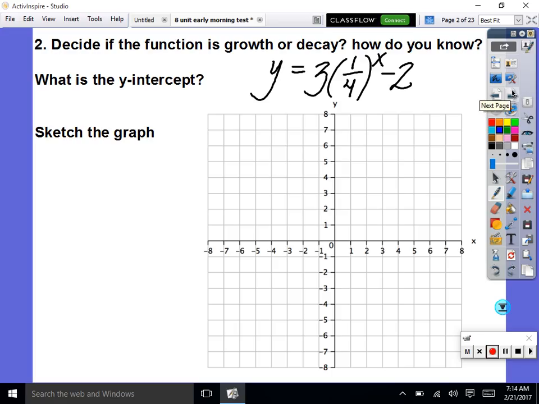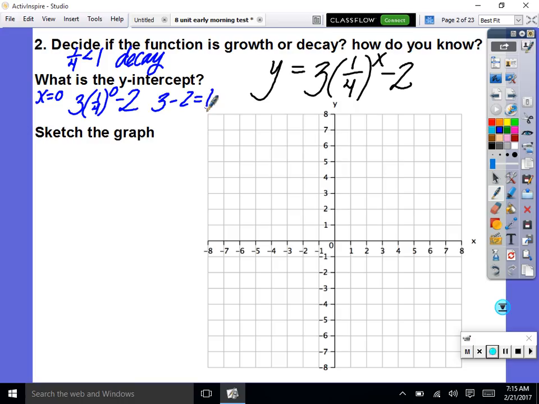So everybody, it says, decide if the function is growth or decay, and how do you know? So we only look at this value, right? A fourth. So you would go like this to show your work. A fourth is less than 1, so that's decay. And then what is the y-intercept? That's when x equals 0, so you show your work. So that's 3 times 1/4 raised to the 0 minus 2. So that's, yep, 3 minus 2, which is 1, so you have to write it as an xy point, x, y, so that's, you plugged in 0, got out 1.